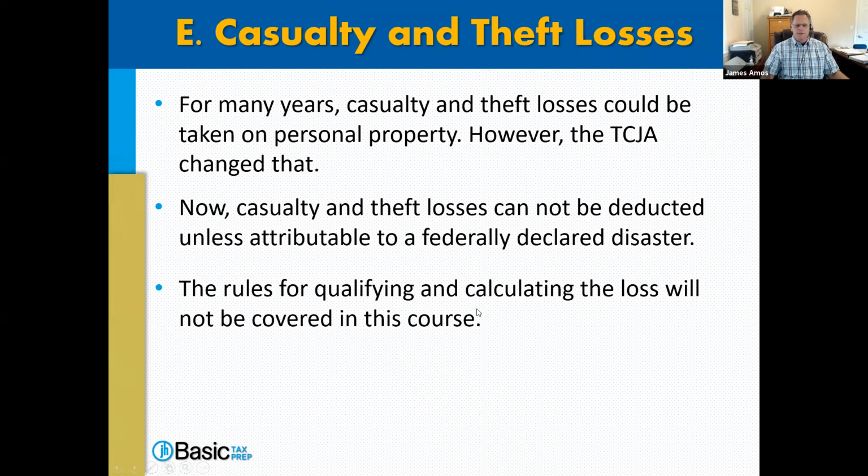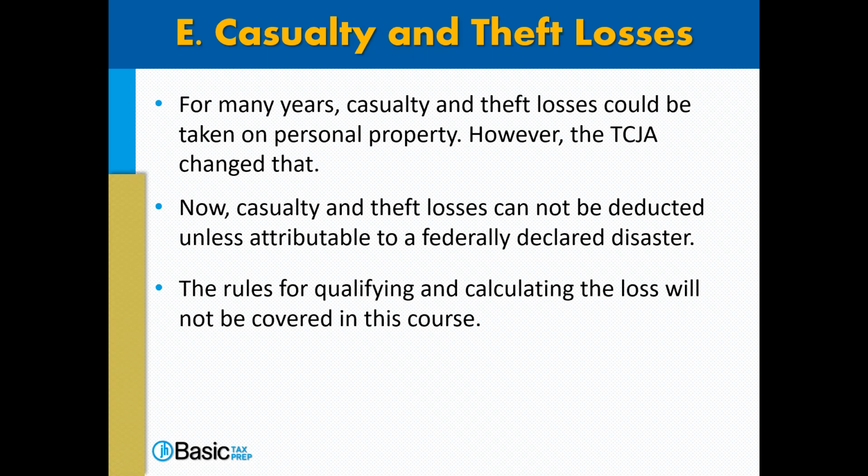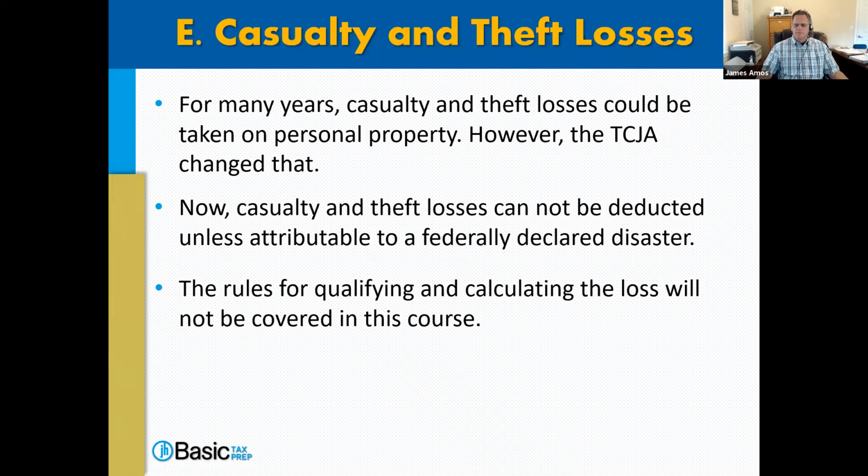As a result, I'm not going to go over calculating the loss. Technically, there is still a calculation. Like Garrett, I think you were the one that pointed out the rules are still in place, but it's limited only to federally declared disaster areas now, right? Yeah, and it said $100 and the 10% AGI rule, but for a federal disaster area, it's not the $100 rule, it's a $500 rule, and there's no 10% thing.